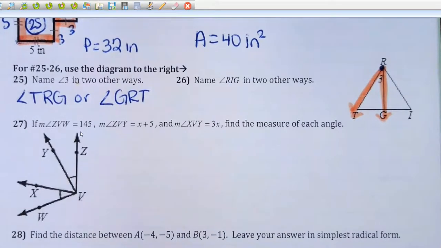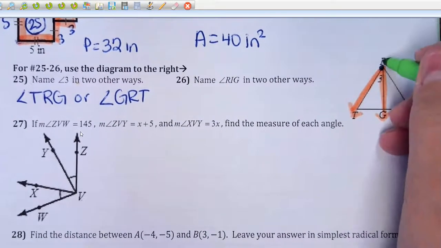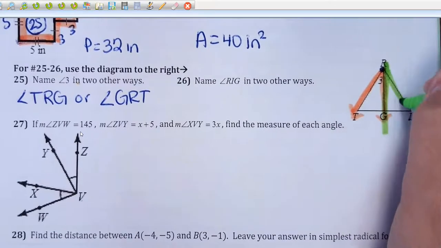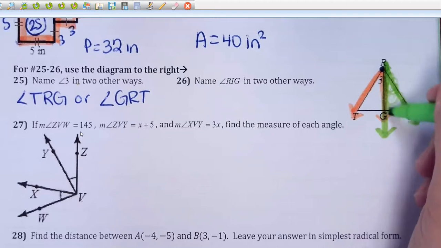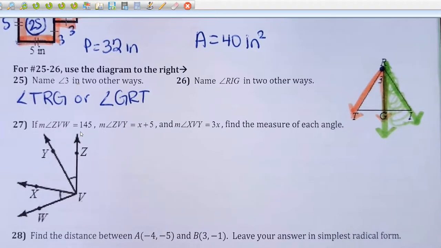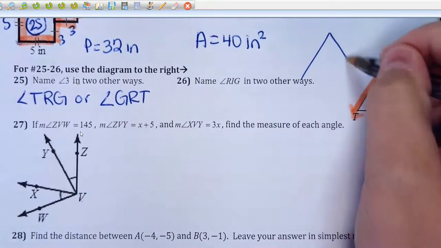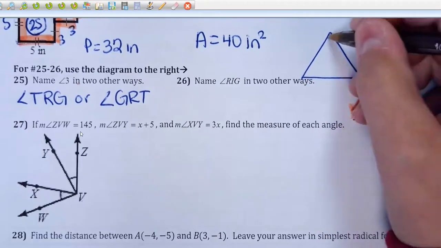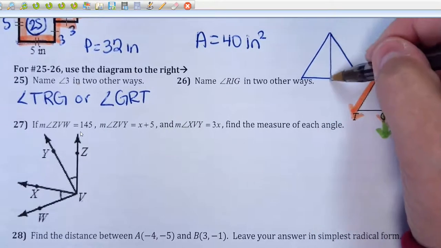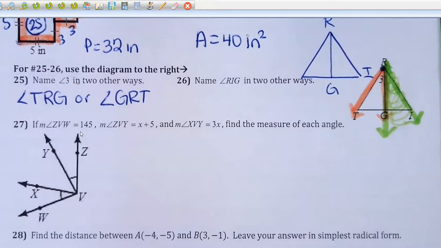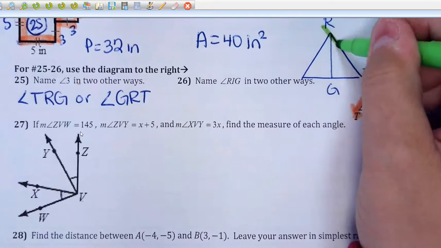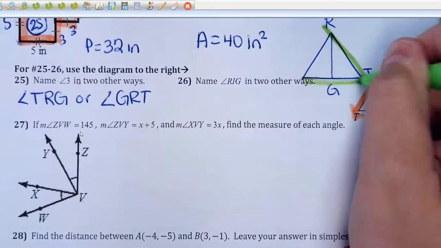Okay, now it says kind of the same thing. RIG. Name this in 2 other ways. Oh my goodness. Totally forgive. Okay, ignore that for a second. I just totally labeled the wrong angle. I'm going to redraw this picture real quick. Okay. Here's R. Here's I, here's G. I did not highlight that correctly. Okay, this is the angle I'm talking about.